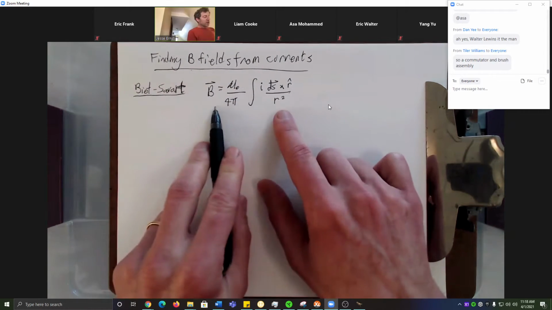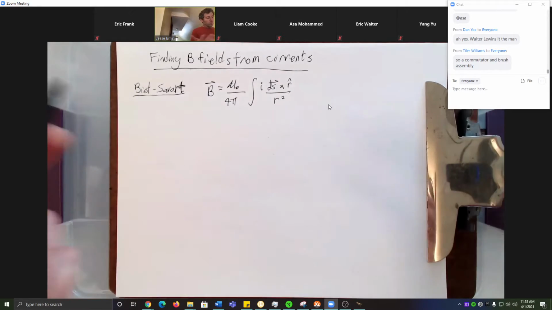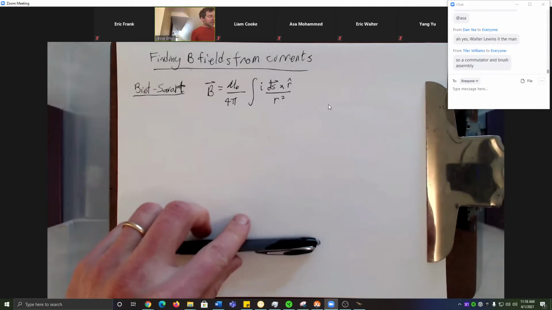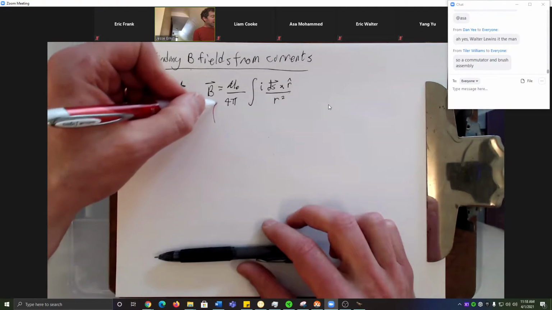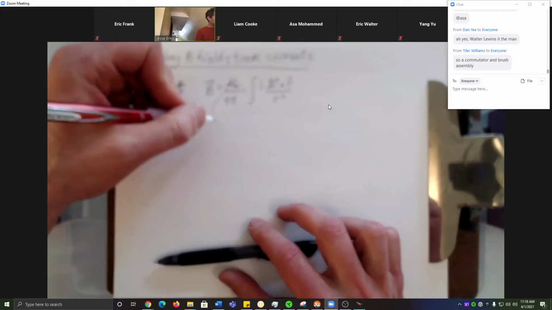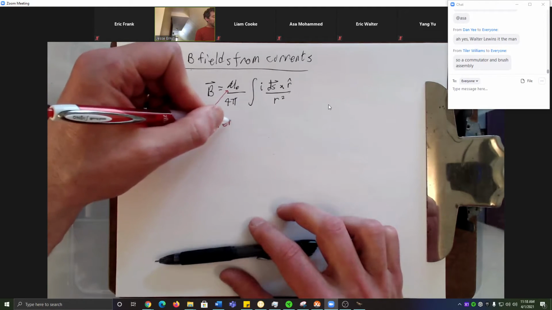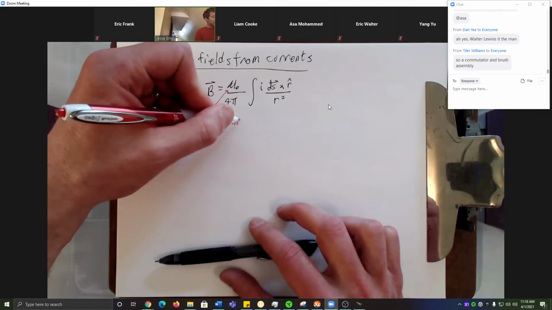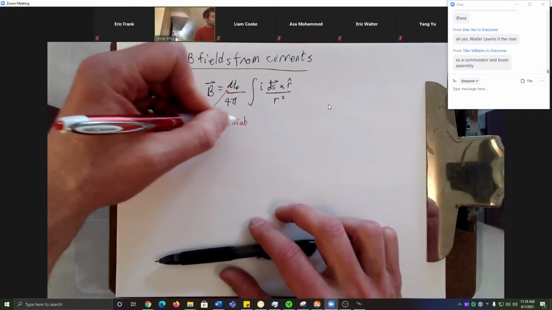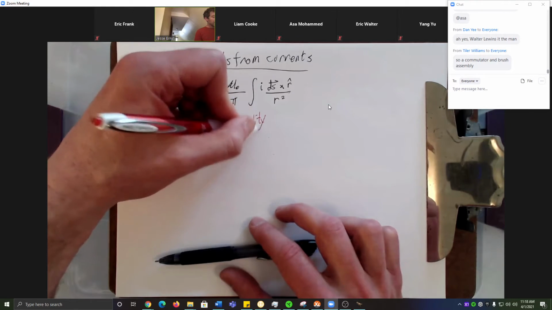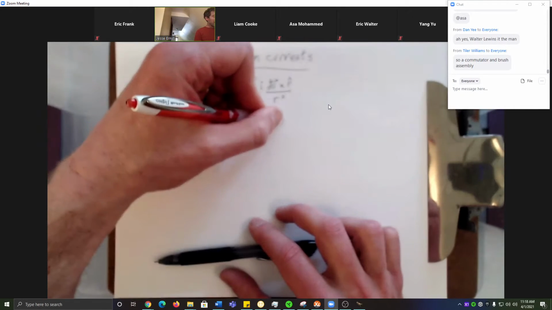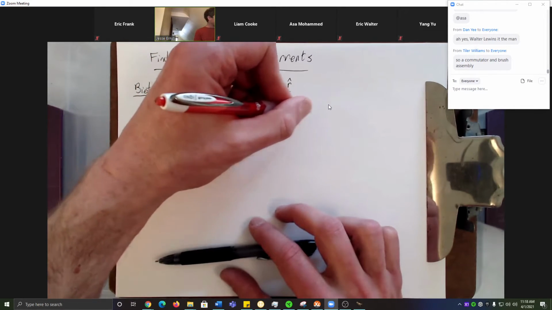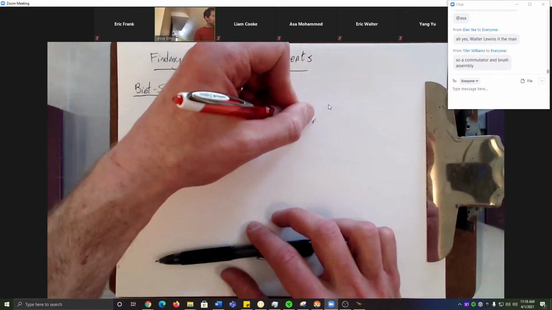Okay, so this is what's known as the Biot-Savart law. So what is all this? Well, 4 pi presumably looks familiar. This is known as the permeability constant, or permeability of free space. Sometimes you'll see it if you look at older sources. So this is permeability of free space, and it's 4 pi times 10 to the minus 7 Tesla meters per amp.